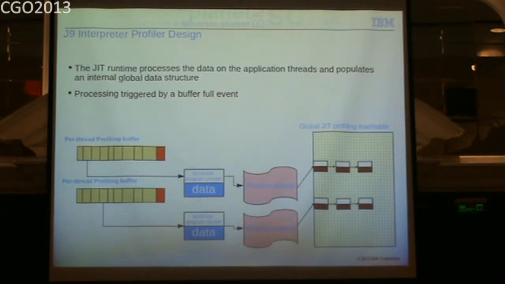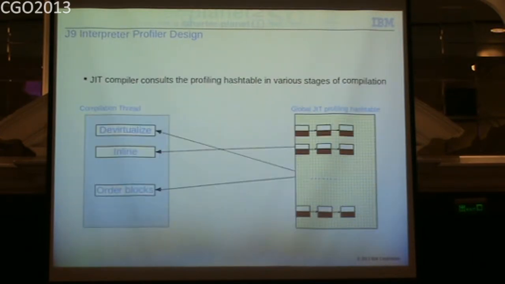This is a good time to distinguish between the data that comes in the per thread profiling buffer and what's in the hash table. The records in the profiling buffer are not unique. If a bytecode is executed 10 times, there'll be 10 entries in that profiling buffer, whereas the entries in the hash table are unique per bytecode PC. Finally, at a later point, when a compile happens, optimizations will consult the data in the global JIT profiling hash table and use it to drive optimizations.